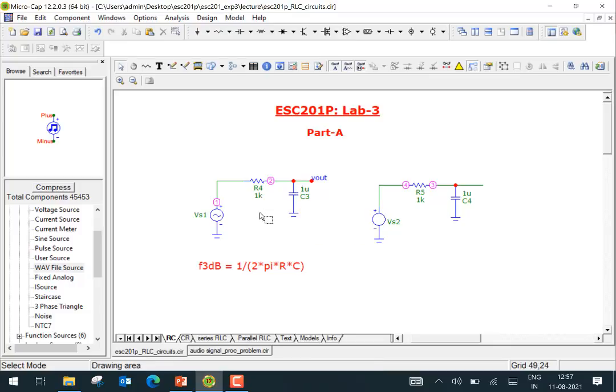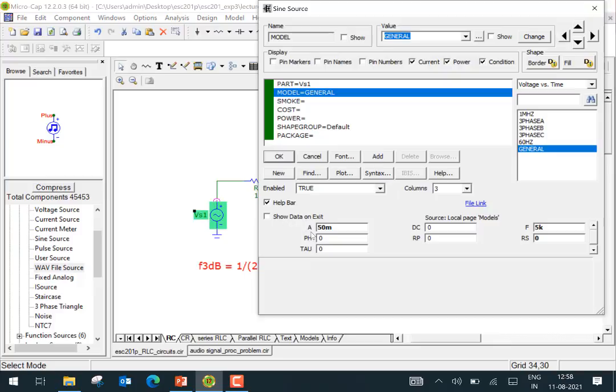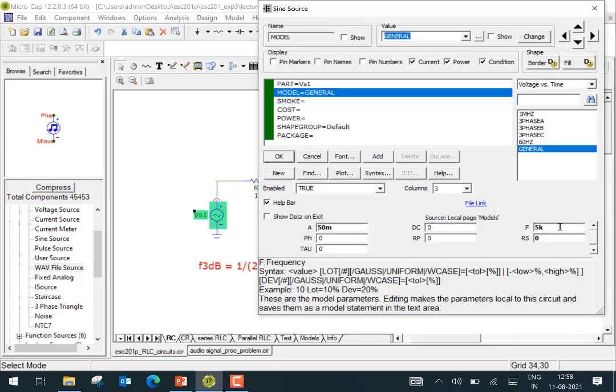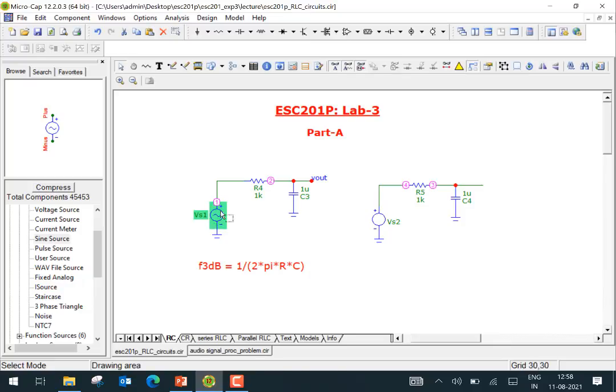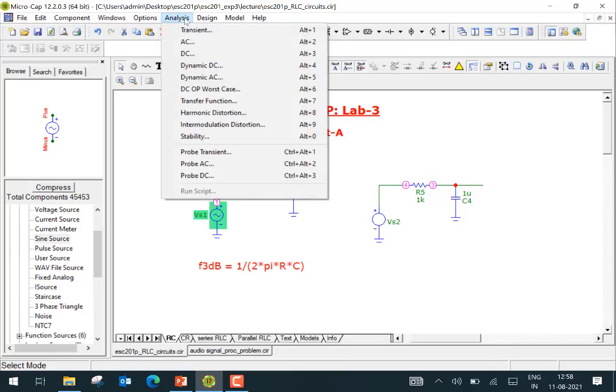By default, for AC analysis, no matter what you put in the source, so if you double click here, we have put 50 millivolts, 5 kilohertz and all that, for AC analysis it doesn't really matter. What it would do is by default assume it to be 1. And frequency is something that we will sweep. So let's do the AC analysis.